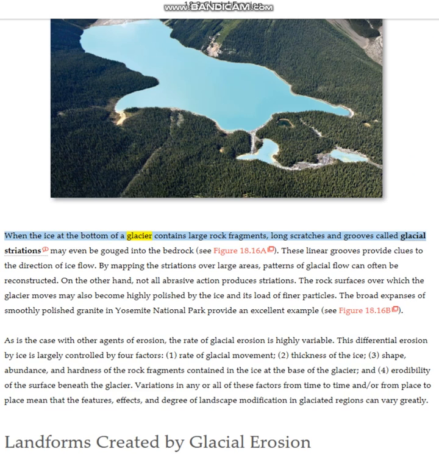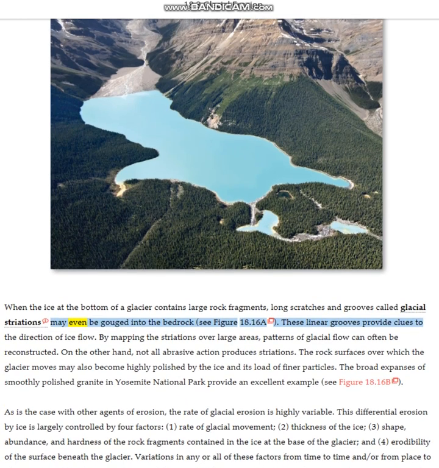When the ice at the bottom of a glacier contains large rock fragments, long scratches and grooves called glacial striations may even be gouged into the bedrock, see Figure 18.16a. These linear grooves provide clues to the direction of ice flow. By mapping the striations over large areas, patterns of glacial flow can often be reconstructed. On the other hand, not all abrasive action produces striations. The rock surfaces over which the glacier moves may also become highly polished by the ice and its load of finer particles. The broad expanses of smoothly polished granite in Yosemite National Park provide an excellent example, see Figure 18.16b.